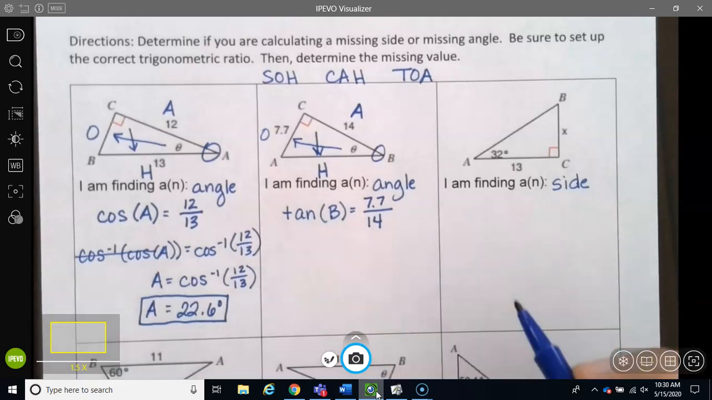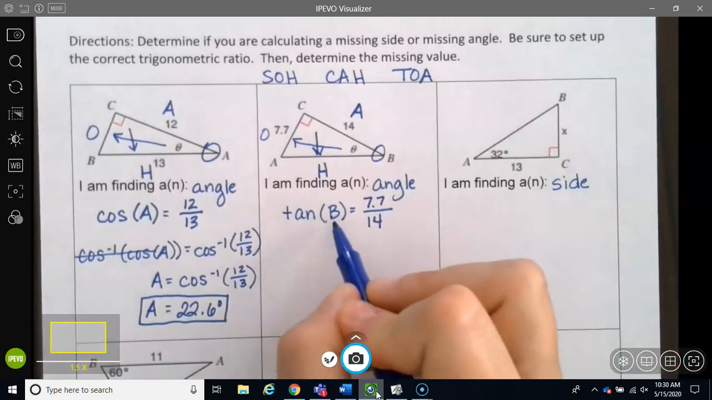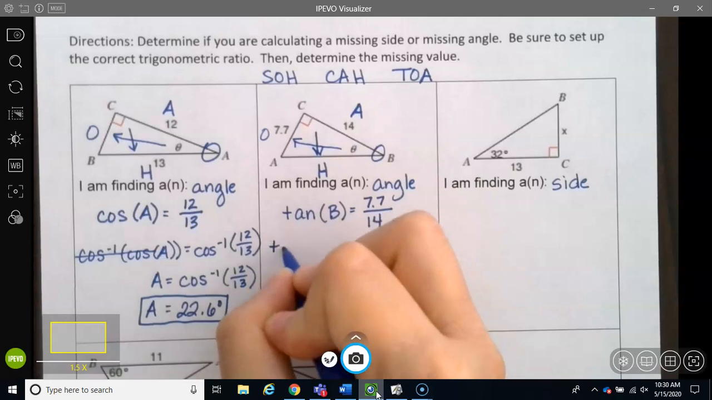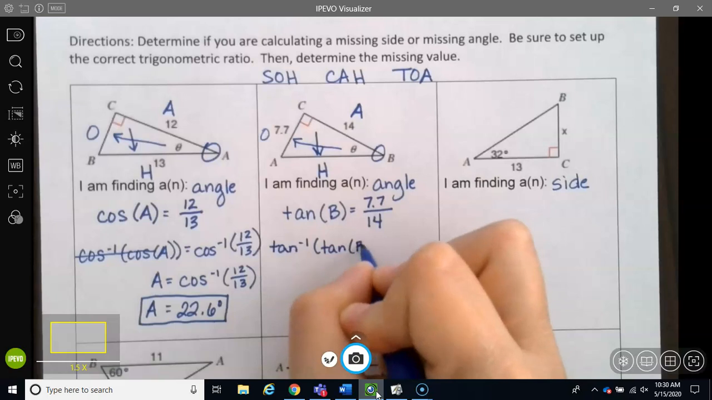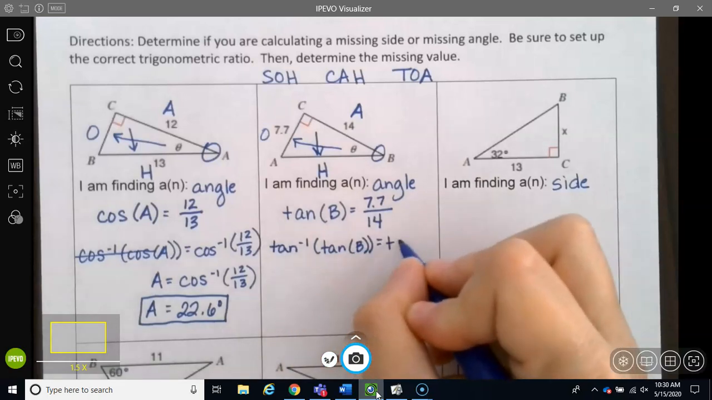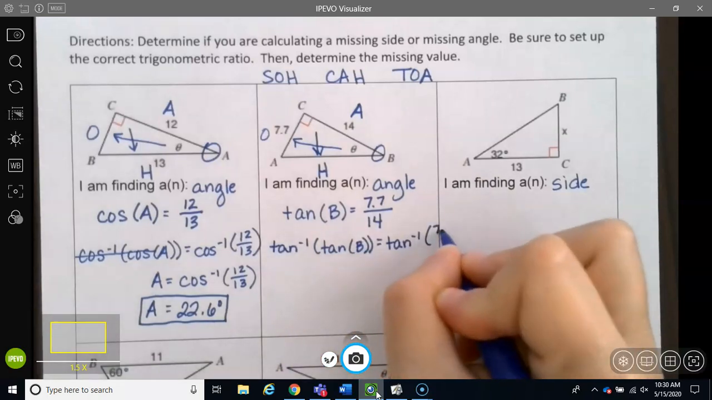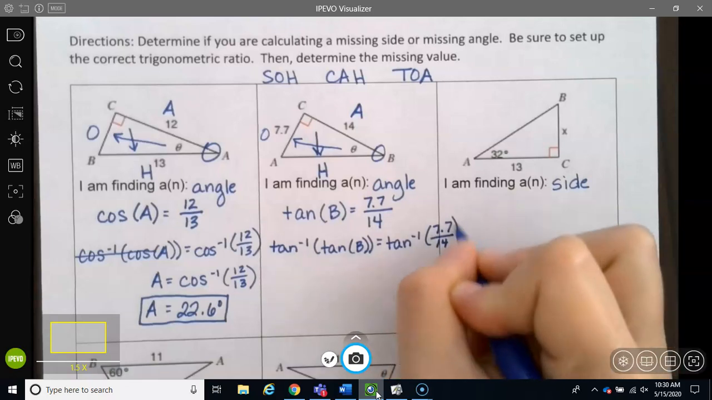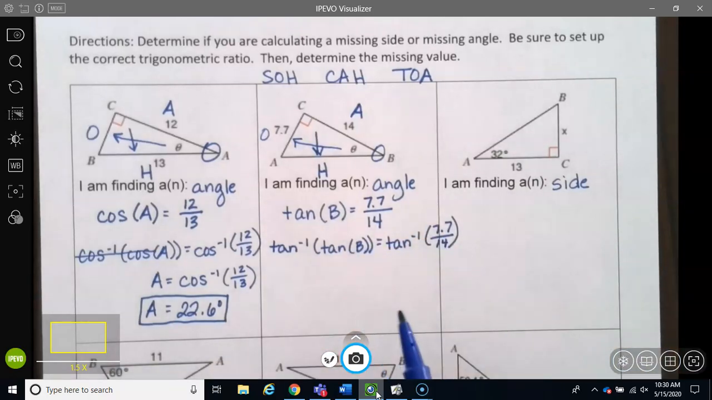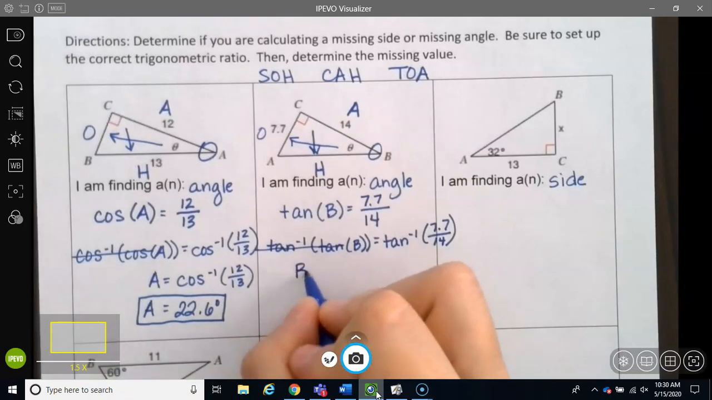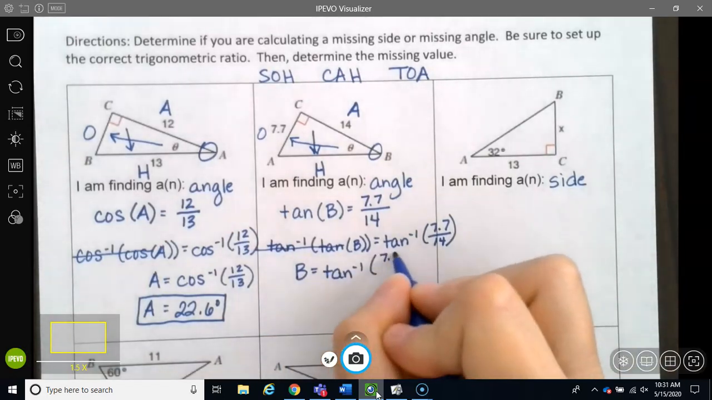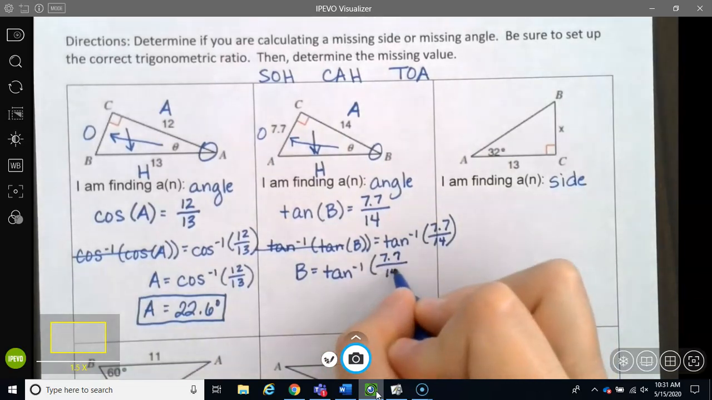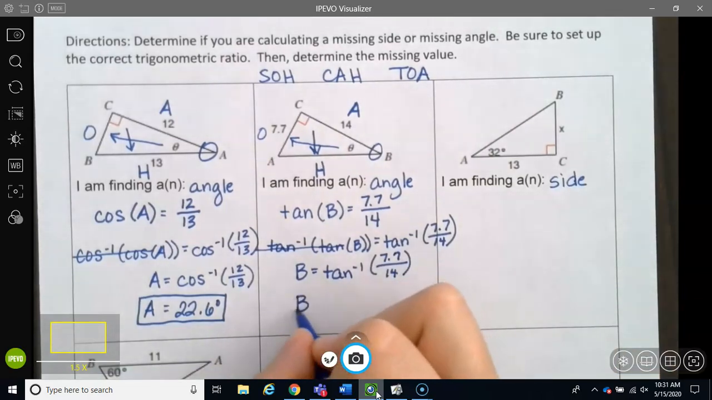And then, since we're finding an angle again, we're going to have to use inverse to get that angle by itself. So we've got to use tangent inverse. Tangent B is equal to tangent inverse of 7.7 over 14. So by taking the tangent inverse of both sides, that cancels out that tangent, so we're left with B is equal to tangent inverse of 7.7 over 14. And that's what we'll type into our calculator.